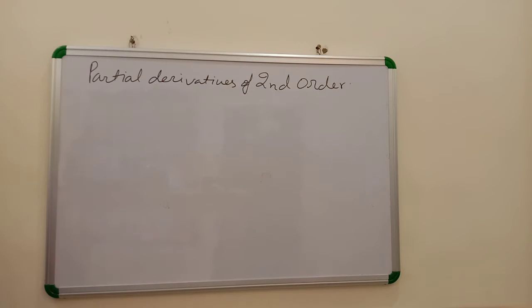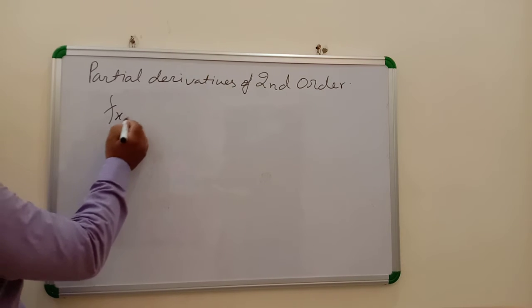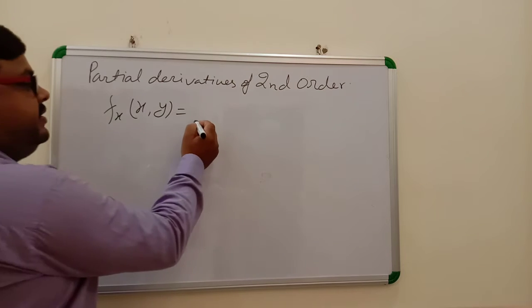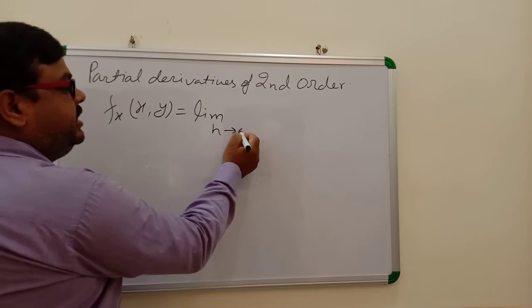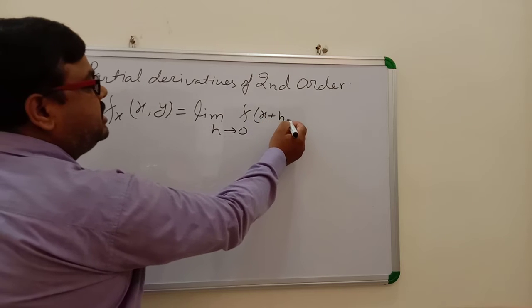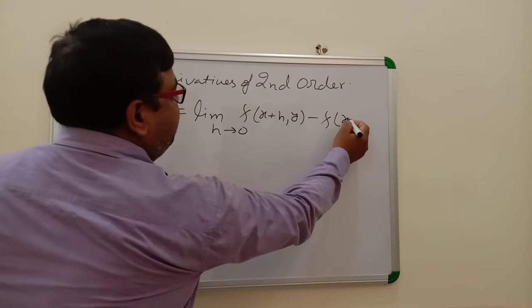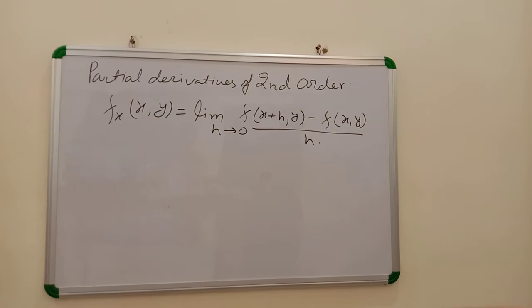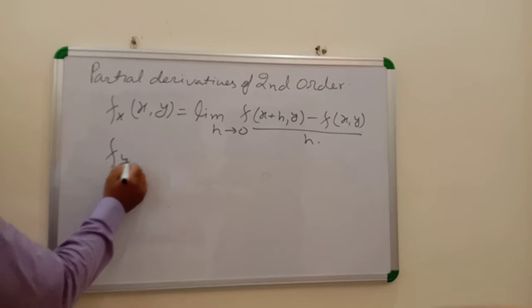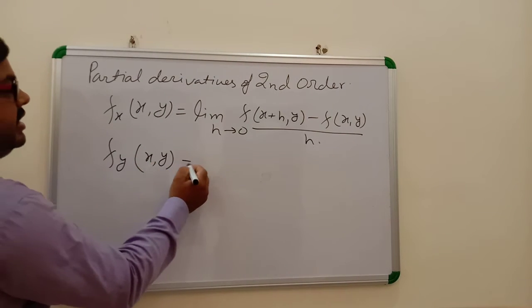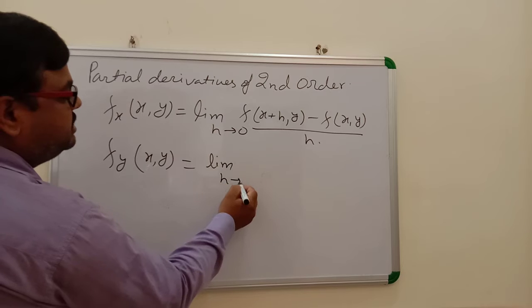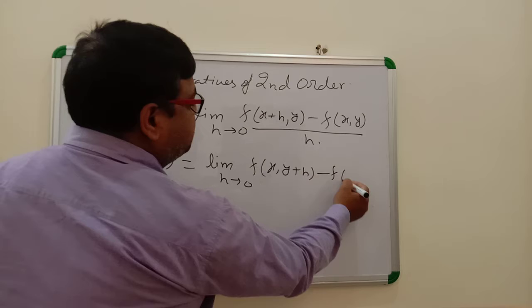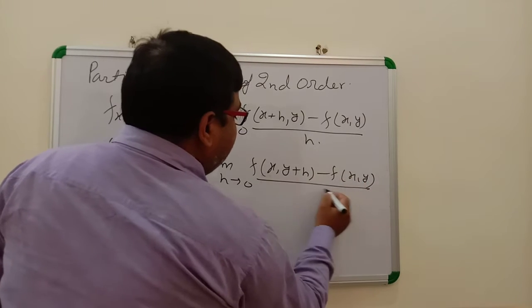The partial derivative with respect to x is defined as f_x(x,y) equal to limit h tending to 0 of f(x+h, y) minus f(x,y) divided by h. Similarly, the partial derivative of f with respect to y is defined as limit h tending to 0 of f(x, y+h) minus f(x,y) divided by h.